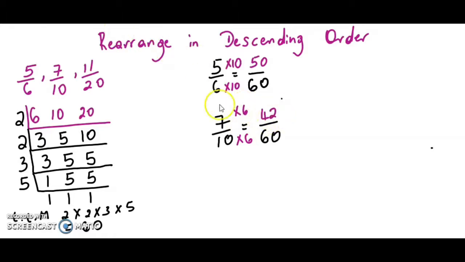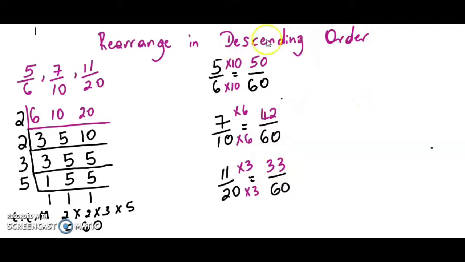And my last fraction is 11 over 20 is equal to a number over 60. What did we multiply 20 by in order to get 60? 20 times 3 is equal to 60. 11 times 3 is equal to 33.